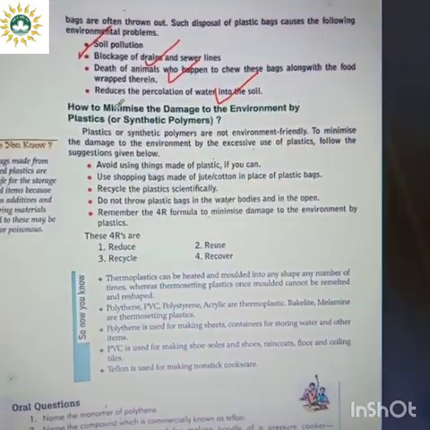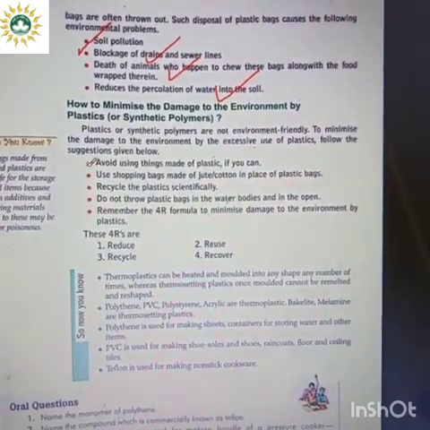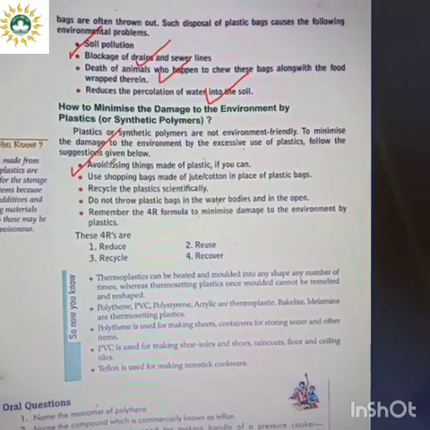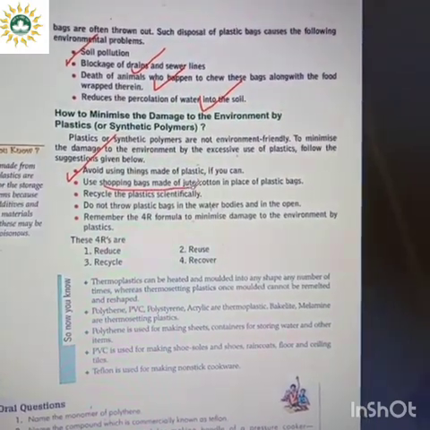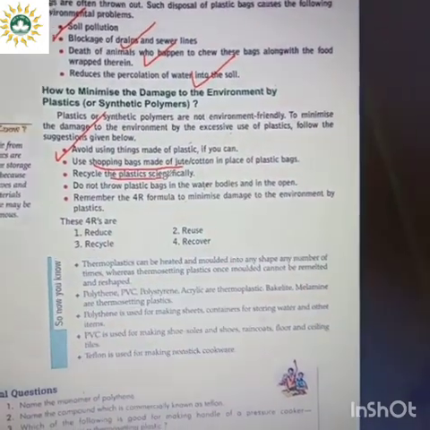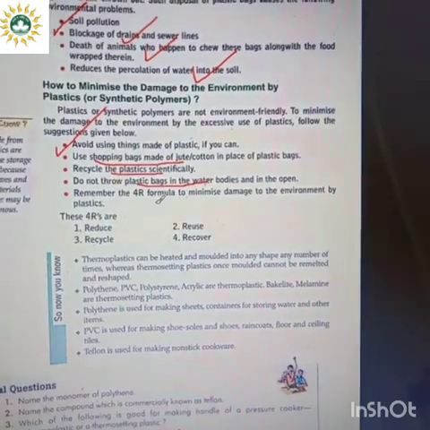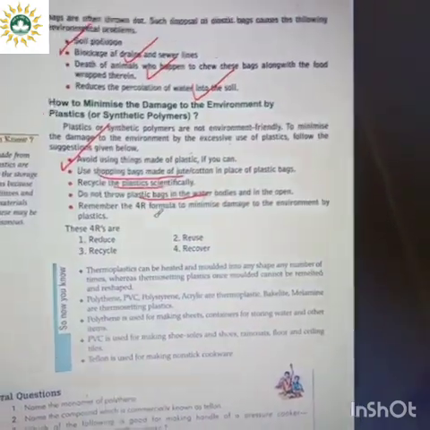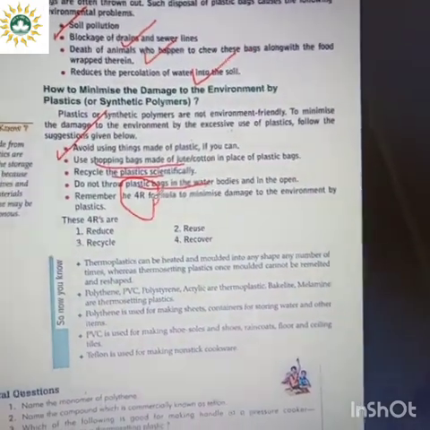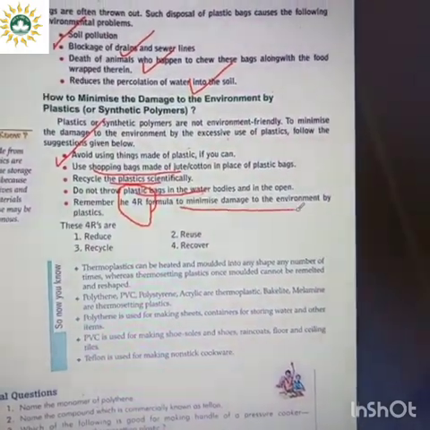Also, how to minimize the damage to the environment by plastic? First, avoid using things made of plastics if we can. We will use shopping bags made of jute or cotton in place of plastic bags. We will recycle plastic scientifically, and we will not throw plastic bags in water bodies and in the open. There is a 4R formula, class. This you need to remember. The 4R formula is there to minimize damage to the environment by plastic.